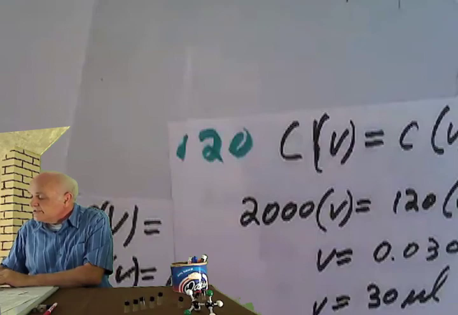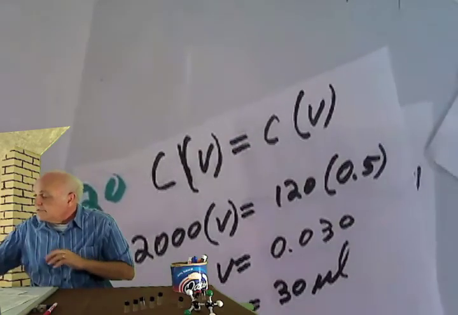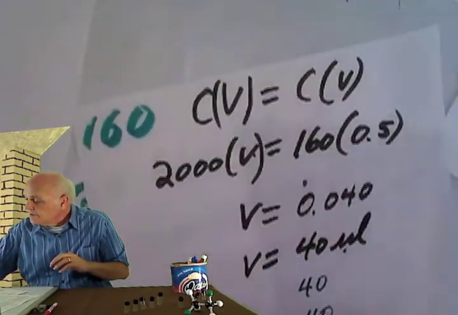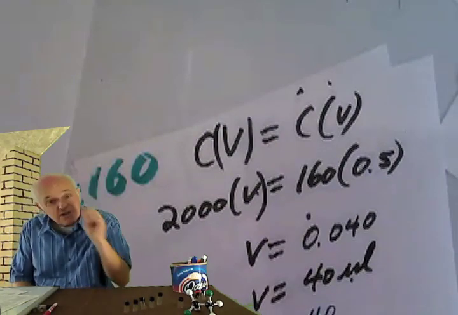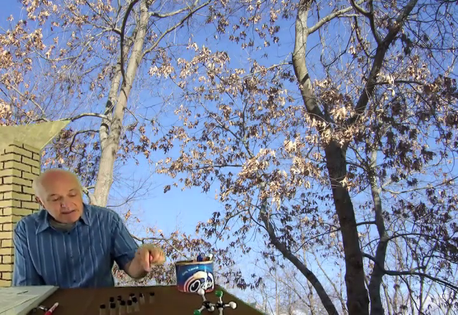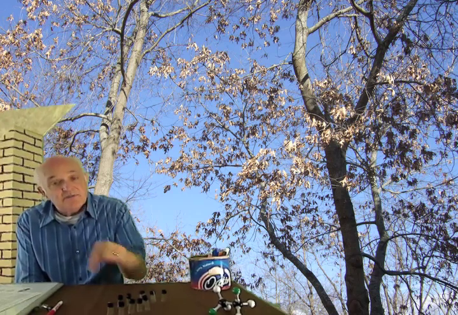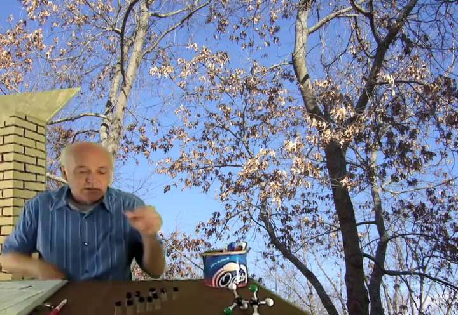And our 160 is 40 microliters of each one. Okay, labeled and everything. So we end up with our 5 points. We've added each of the five to each of our five standards. So we're done with these.